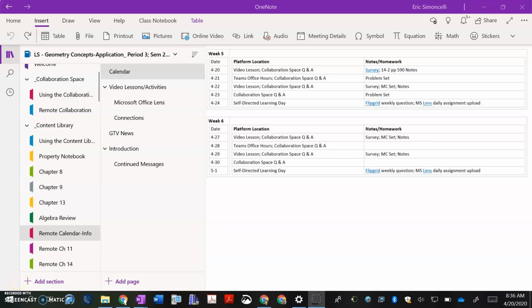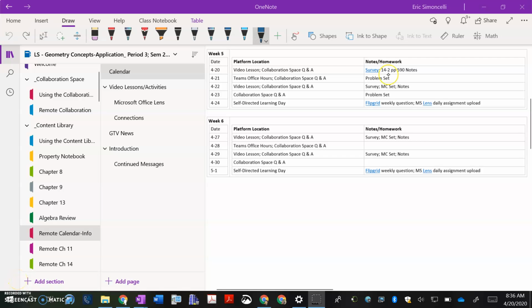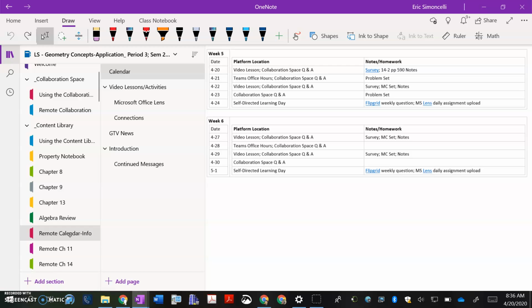Hello, students. Today we're going to be taking a look at section 14.2, and I'm also going to be addressing how I've updated a couple things. Not a lot, but if you can take a look here, actually off to the left, I'll address it now. You can see that I've created a section on its own entitled Remote Calendar-Info.